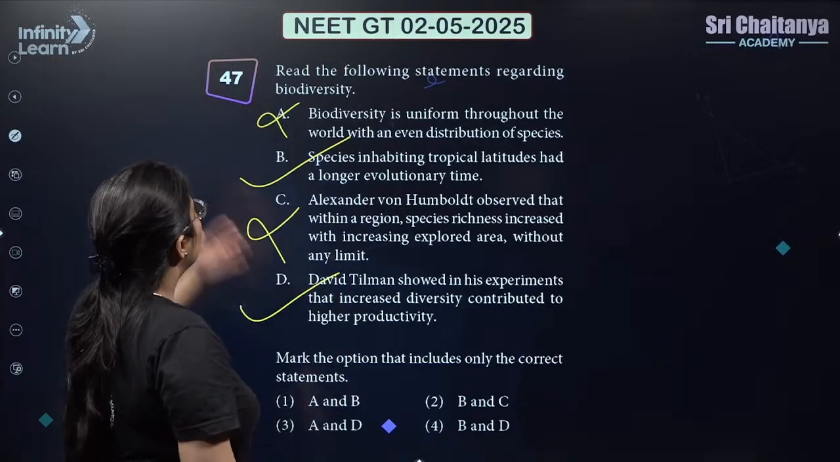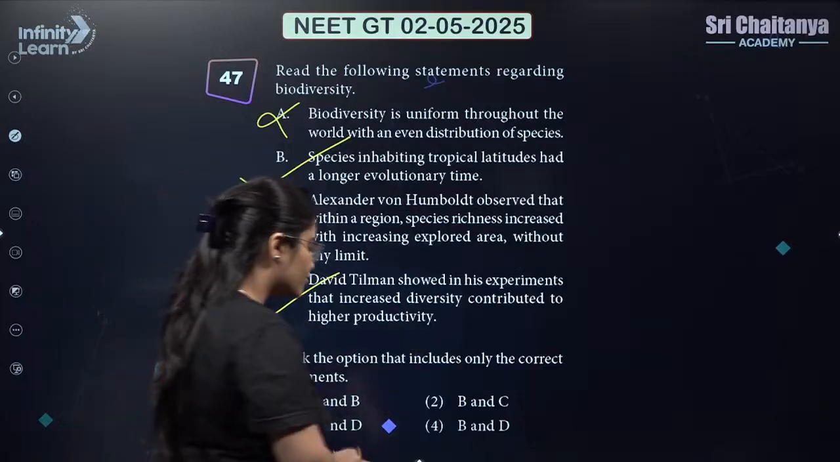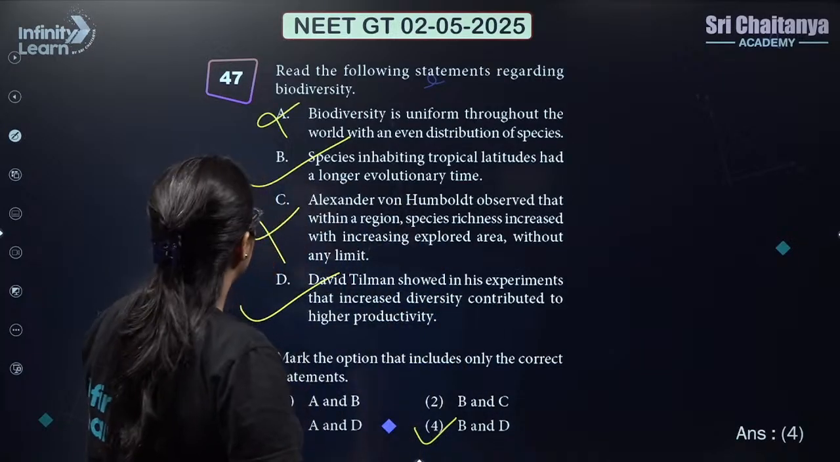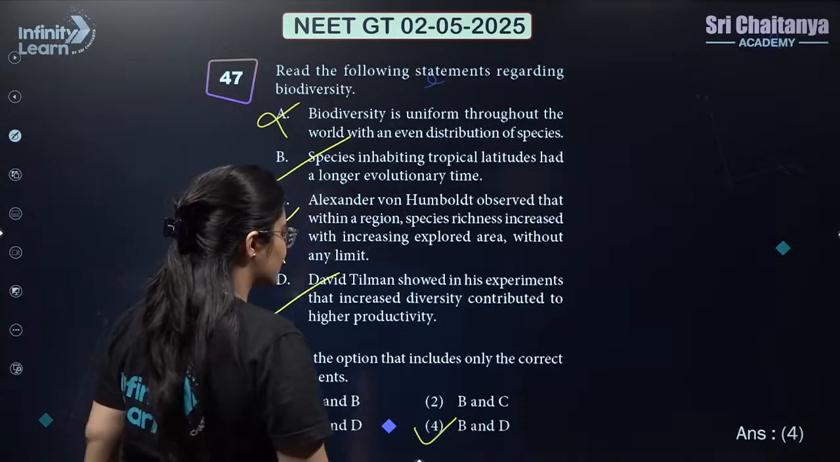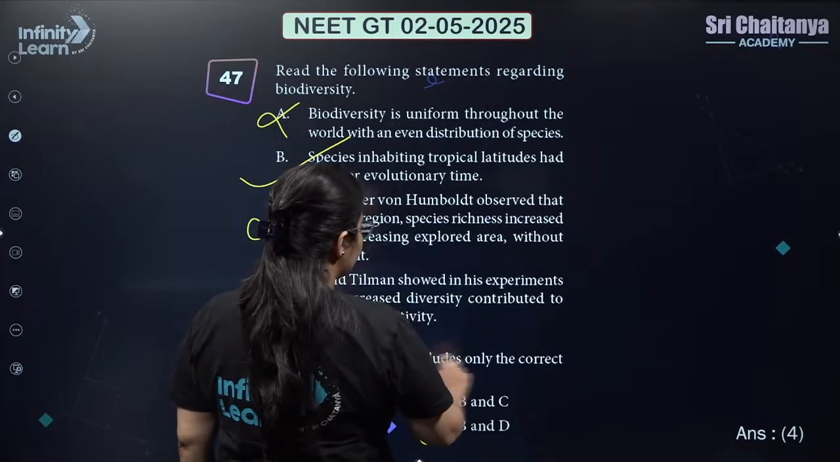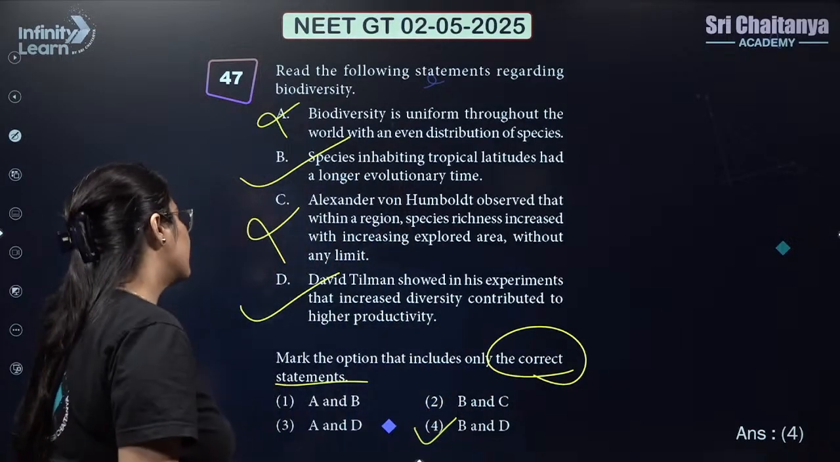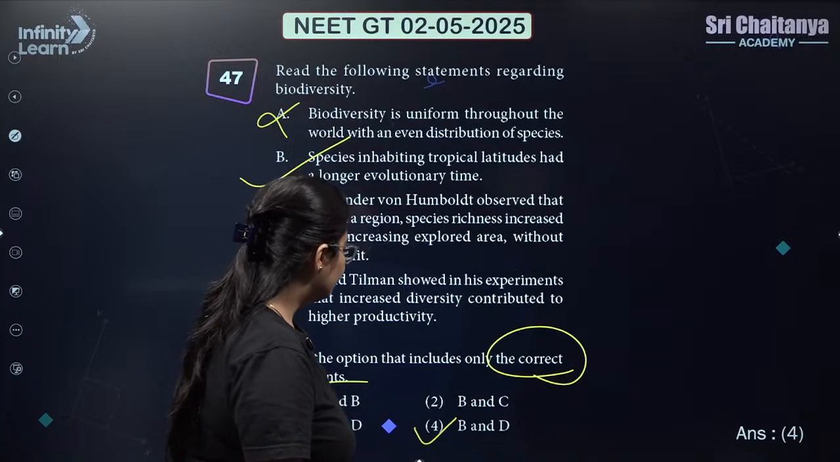So what is correct? B is correct, D is correct. So B and D, the answer should be 4. Okay guys, so the correct answer is 4. Here you were supposed to mark the options that include only correct statements. So which of the following are correct? B is correct, D is correct. B and D, answer is 4.